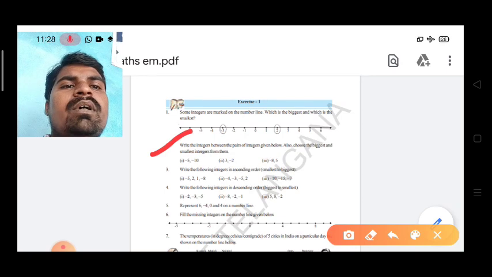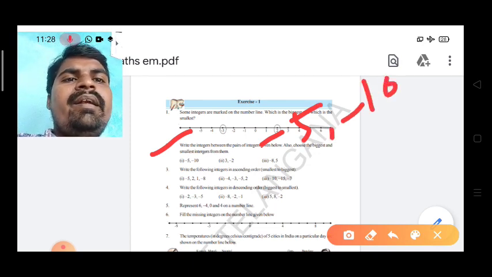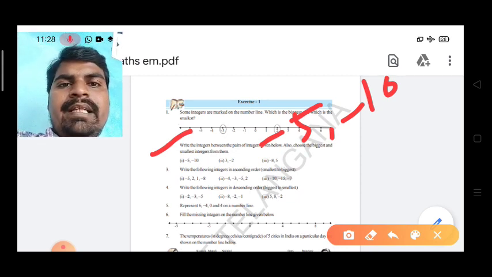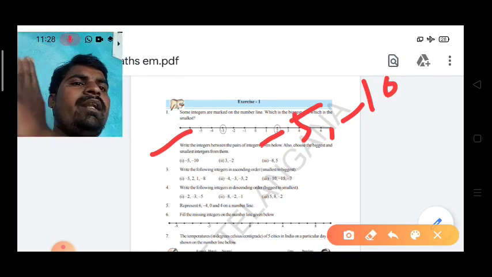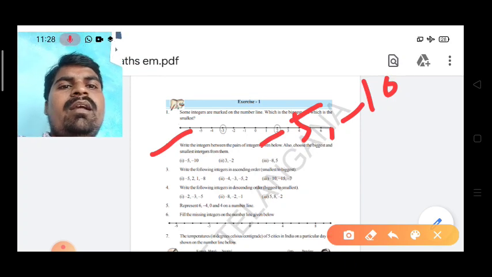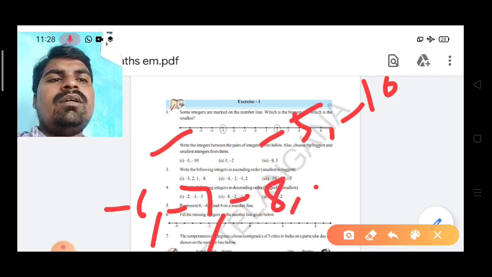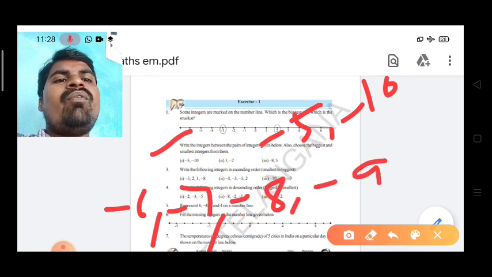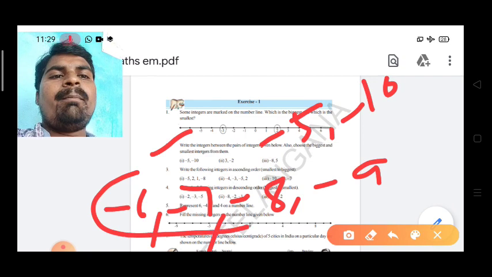So you observe the first problem, I am going to explain it here. What are the given integers? -5 comma -10. First of all, write the integers between the pairs of integers given below. Assume the number line here, -5 and -10. Between them, what integers are there? After -5 come -6, -7, -8, -9, then -10. These four negative integers lie between -5 and -10. So this is completed.